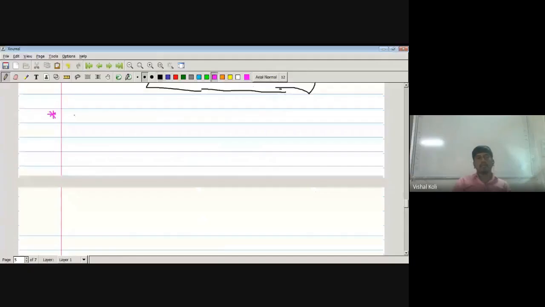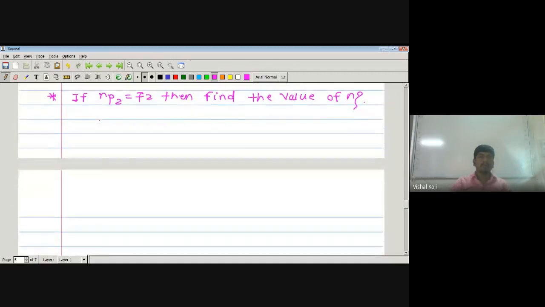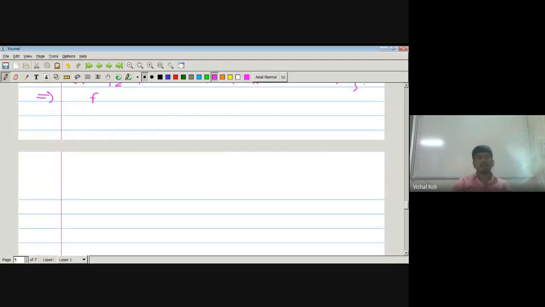If nP2 is equal to 72, then find the value of n. Here it is given that the number of permutations of n different things taken 2 at a time is 72, and we have to find the value of n. Now, from the definition of permutation, nPr is n factorial divided by (n minus r) factorial, which implies nP2 is n factorial divided by (n minus 2) factorial.